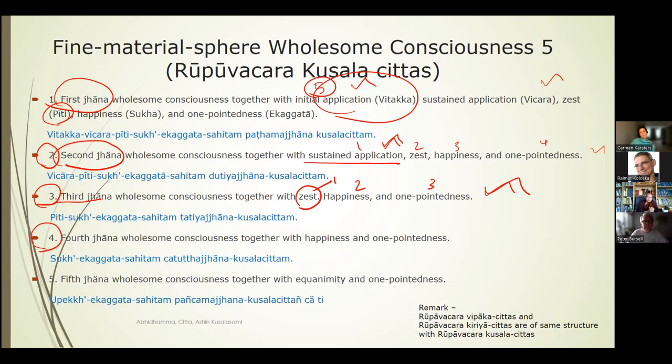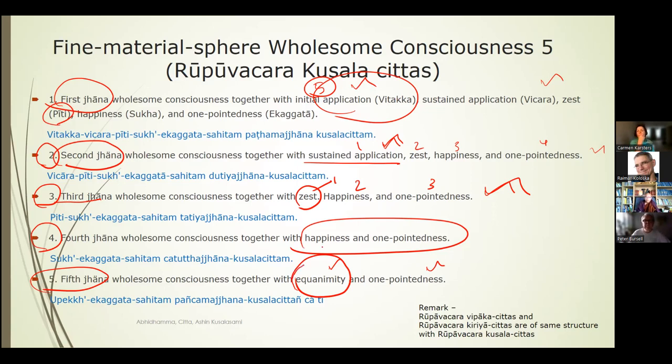So the fourth jhana has only two factors: happiness or peace, sukha, and one-pointedness, ekaggata. So that state is higher than the first three. In that state, the jhana has only peace and one-pointedness. And the fifth jhana is equanimity and one-pointedness. Here it's different. This one is also difficult to explain, but I will try my best. Here there are only five jhana factors.